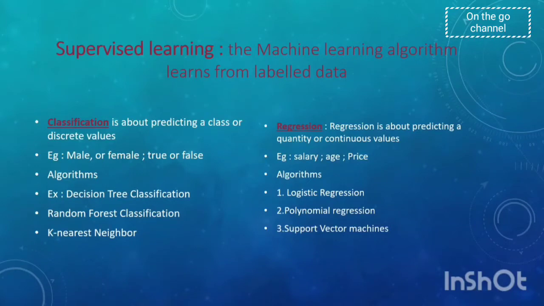Regression is about predicting a quantity or continuous values. Examples: salary, age, and price. The algorithms for regression are logistic regression, polynomial regression, support vector machines.